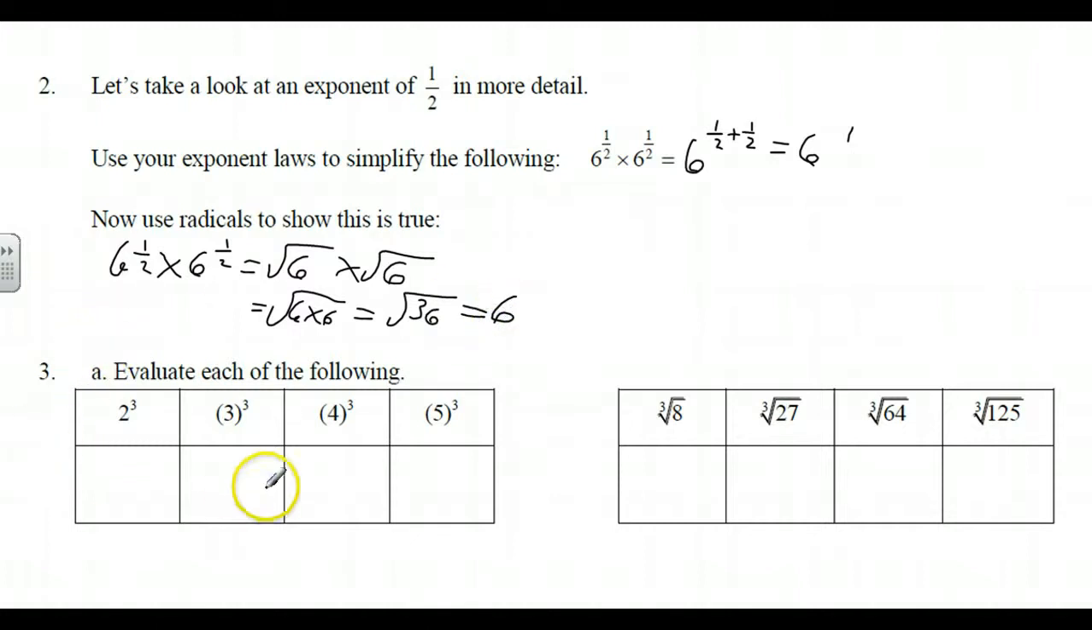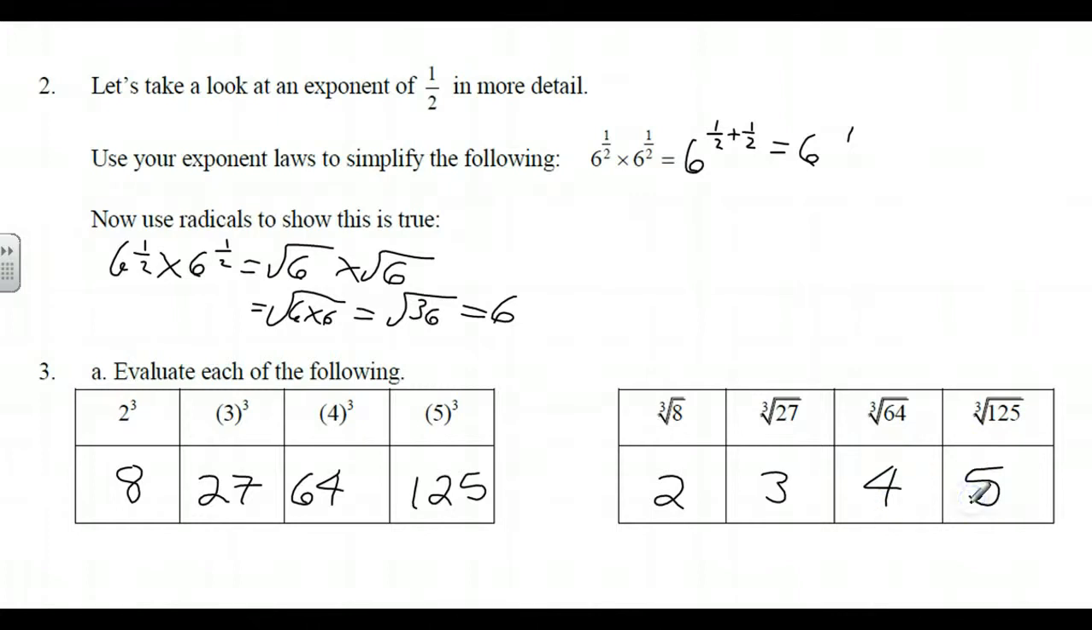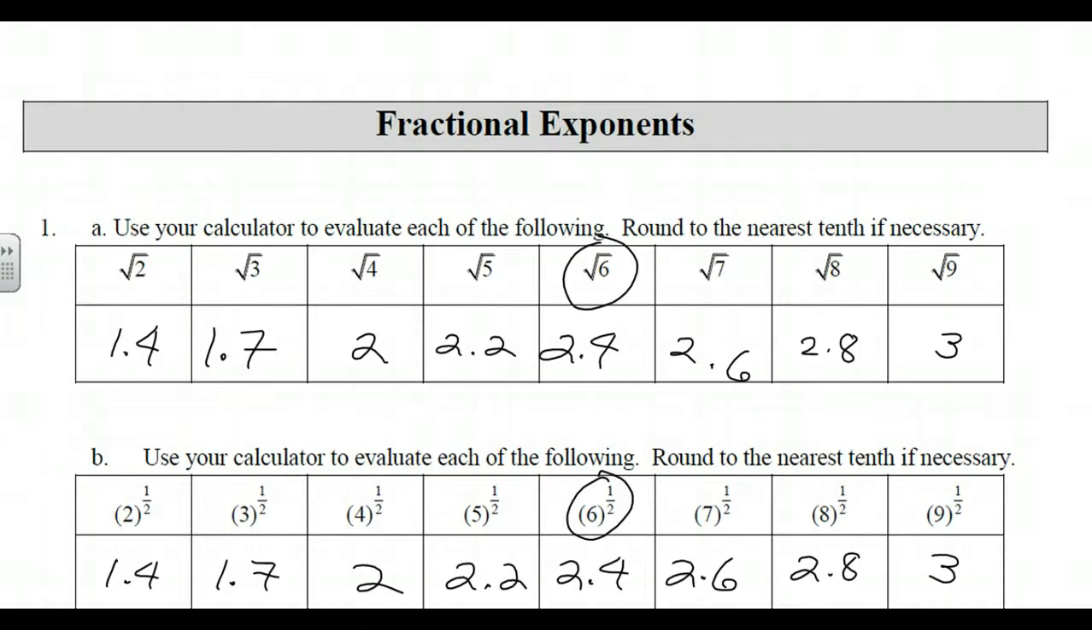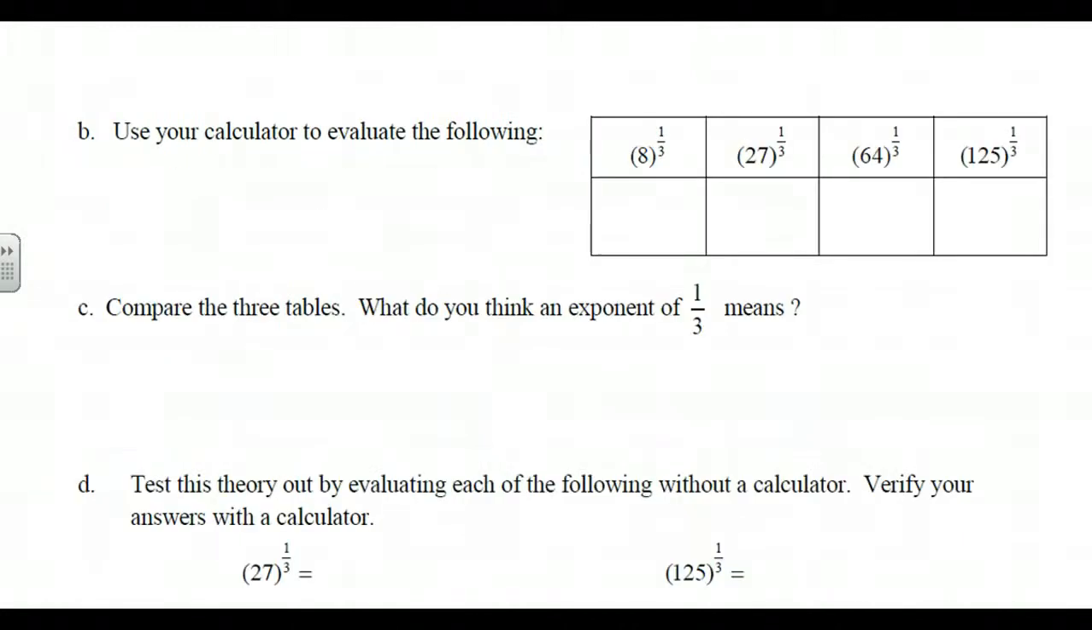Alright, now let's evaluate each of the following. 2 cubed is 8. 3 cubed, 27, 64, 125. So, what's the cube root of 8? 2. The cube root of 27. Think inverse operations. 3, 4, and 5. Oops, wrong way. Use your calculator to evaluate the following.